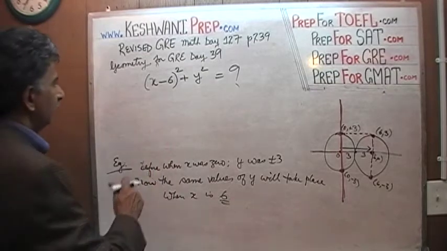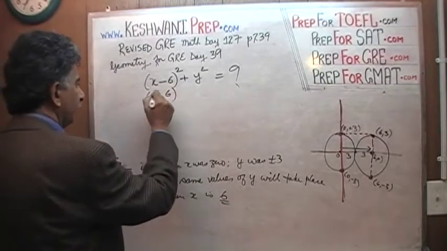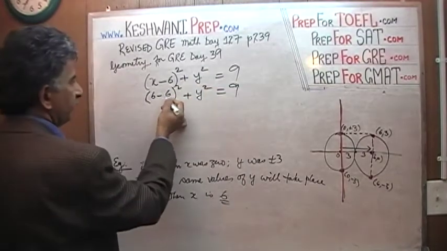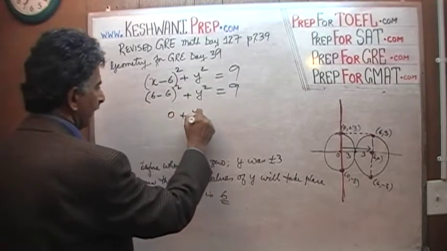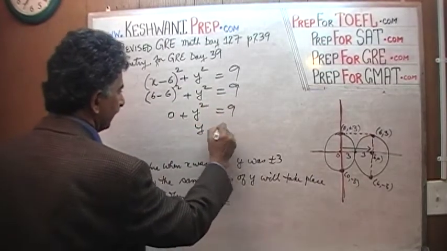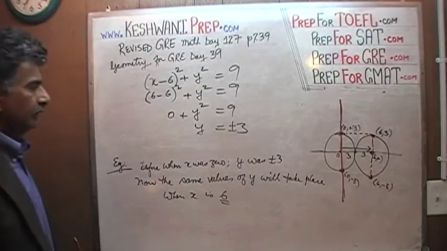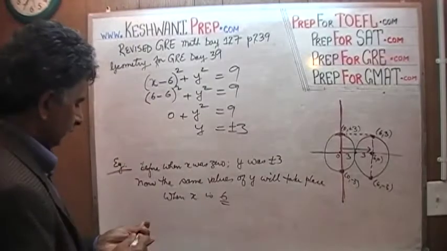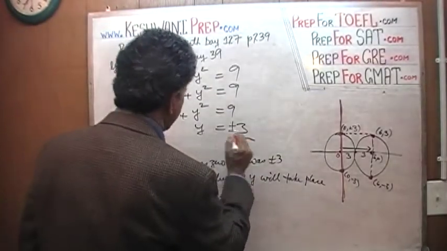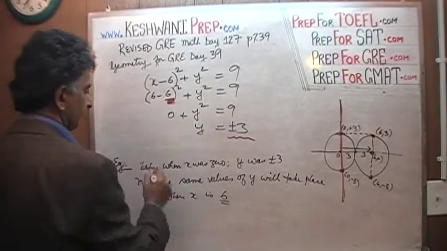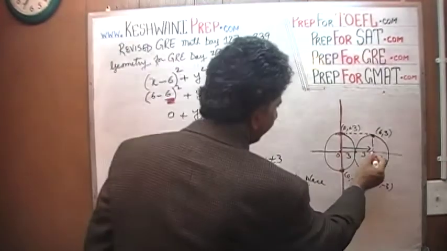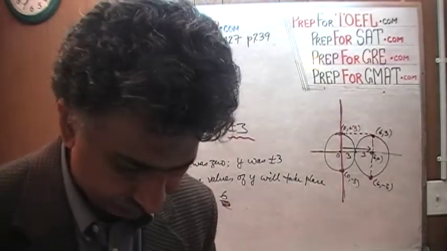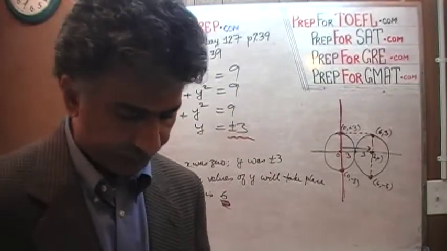When x is 6 here, 6 minus 6 equals 0, plus y squared equals 9. So 0 plus y squared equals 9. That tells us that y is positive 3 or negative 3. You see? Y is positive 3 or negative 3 when x equals 6, right here. Let's carry on. We're going to do something else with it. It's going to get a little bit more kinky.